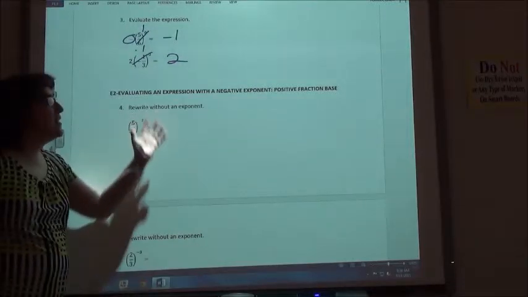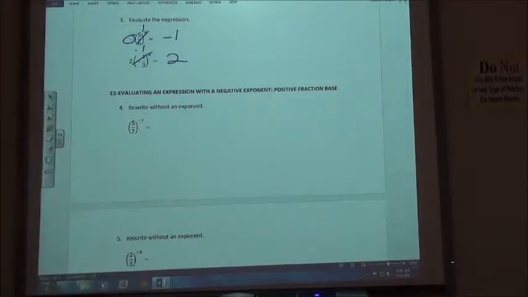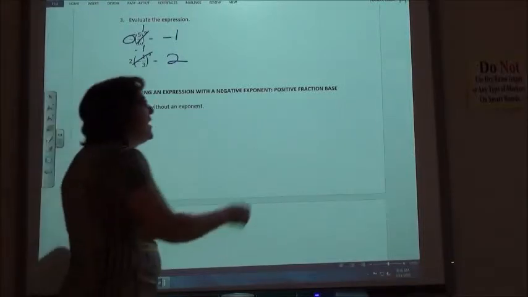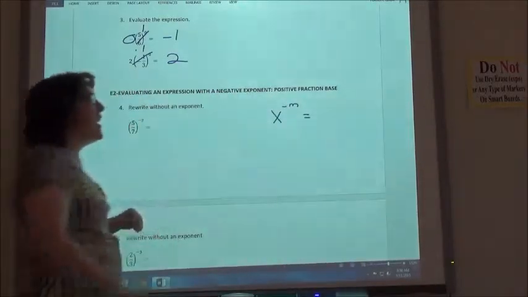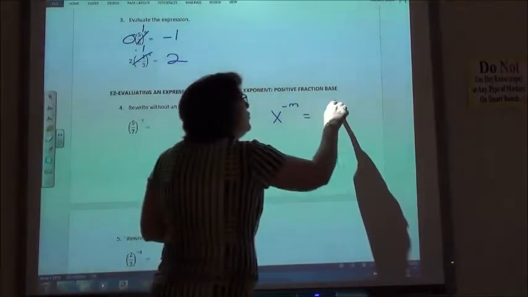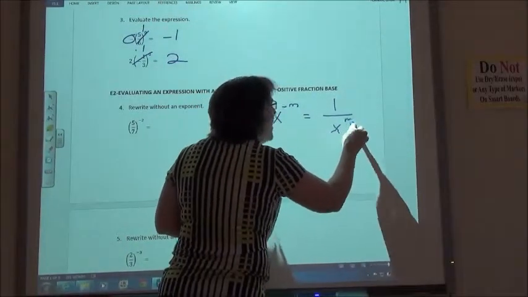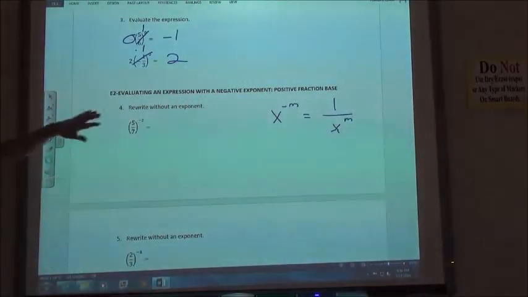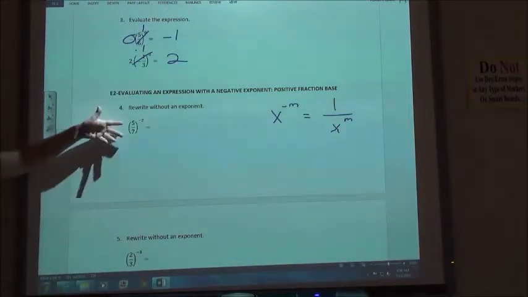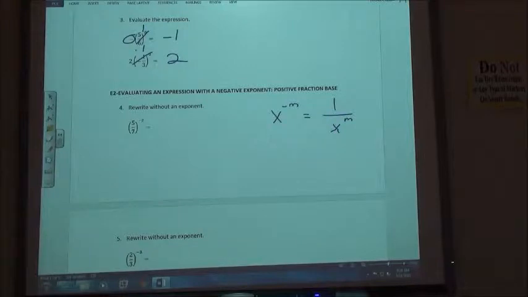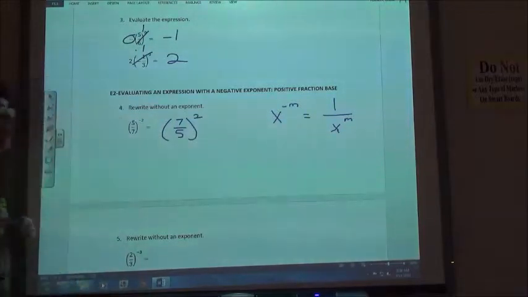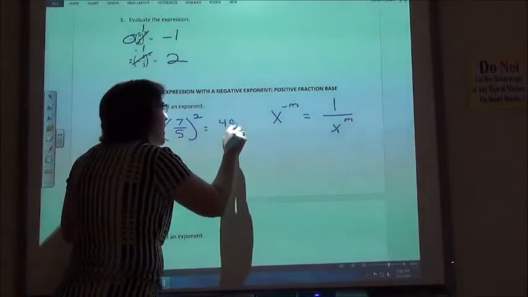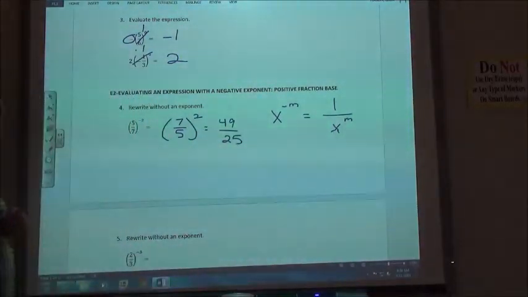Number 4, 5, and 6, and a whole bunch of the rest of this has to do when you have a negative exponent. If you have the negative exponent, they'll say something like x to the -m. To get rid of the negative exponent and make it positive, you do the reciprocal, 1 over x to the +m. So if I have a fraction, the reciprocal of my fraction, 5/7, would be making it 7/5. So this could be written as 7/5 to the +2 exponent. Now if I square that, 7 squared is 49, 5 squared is 25.